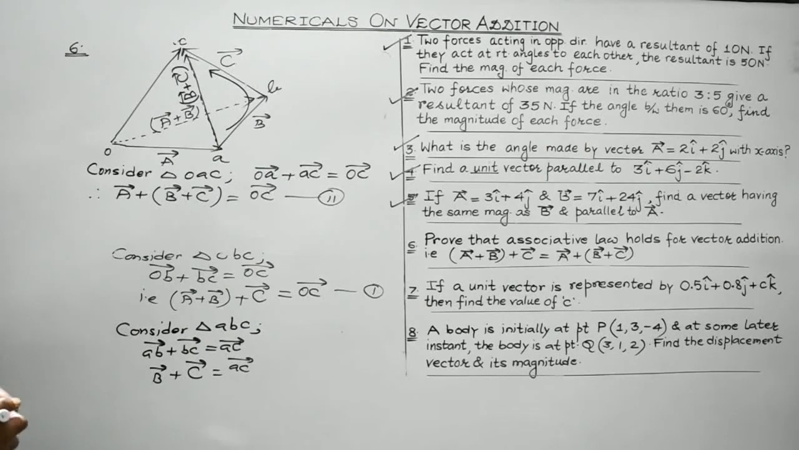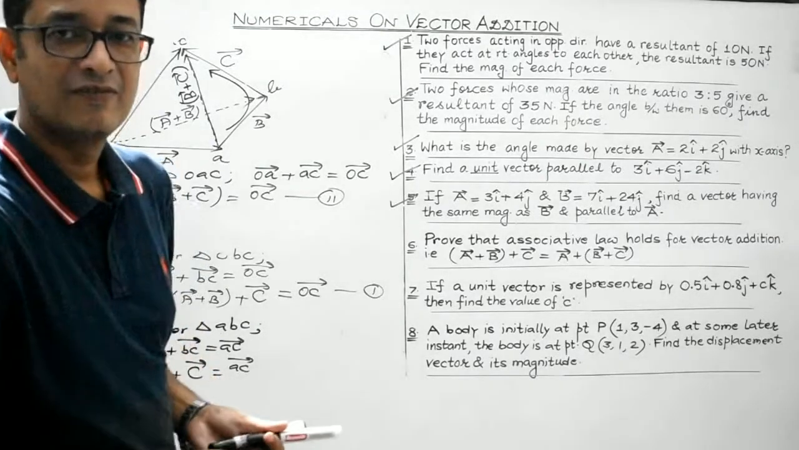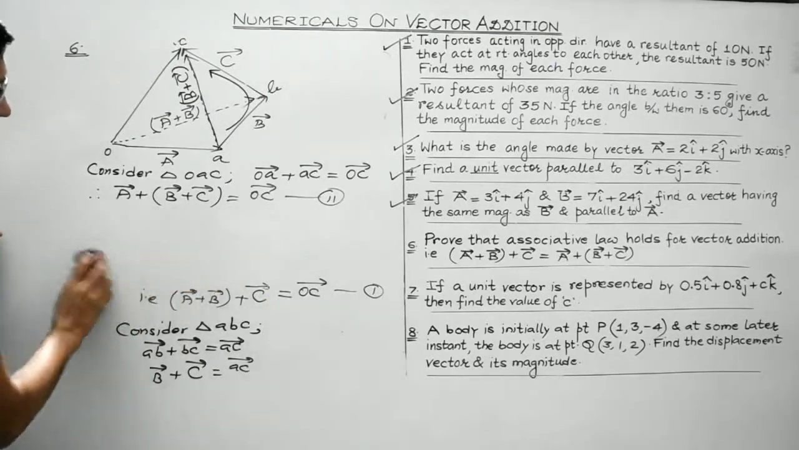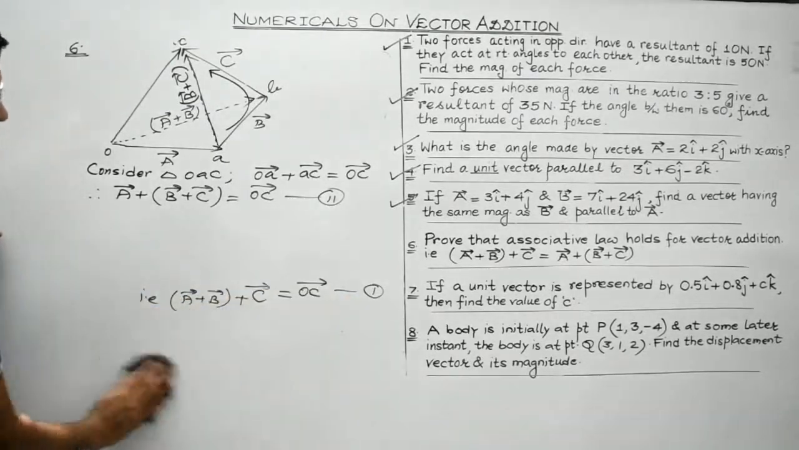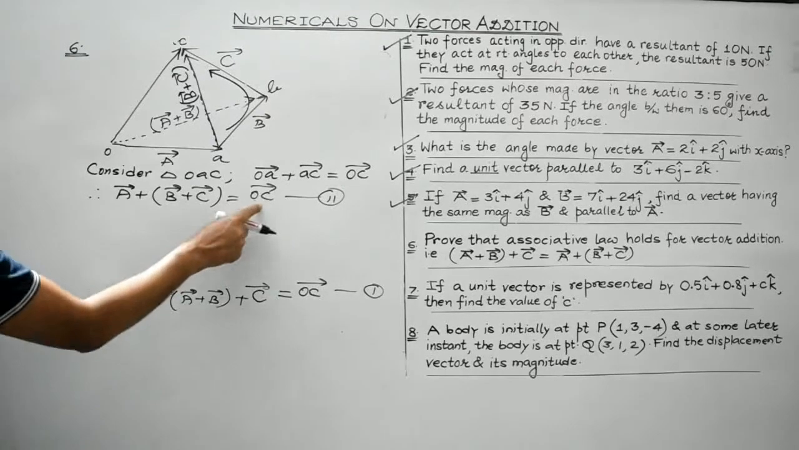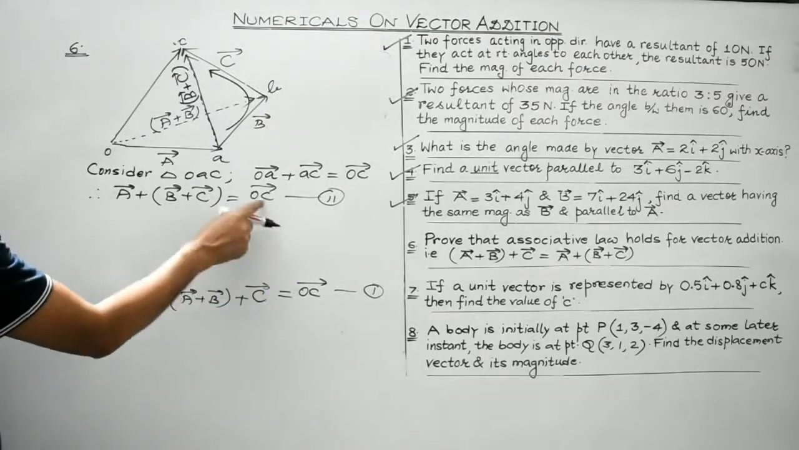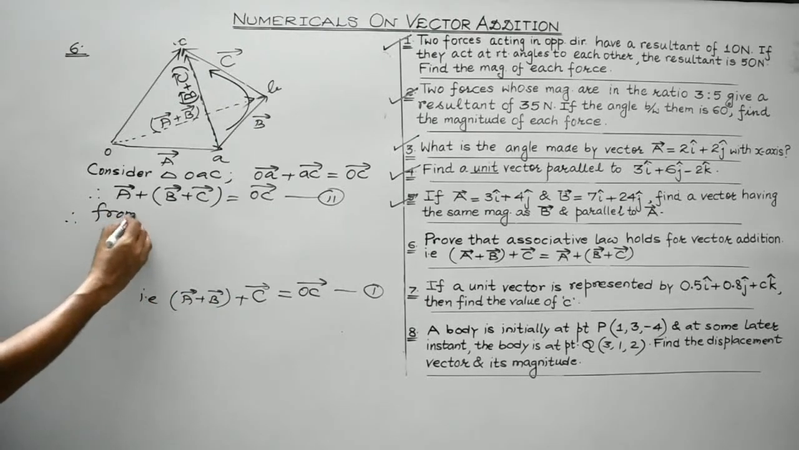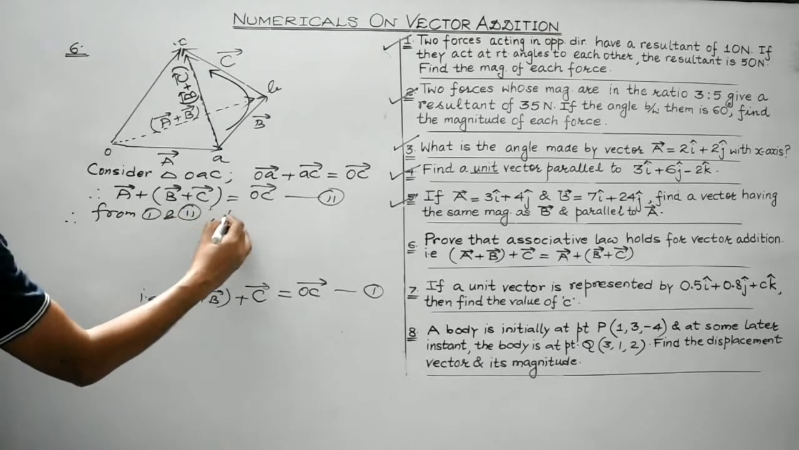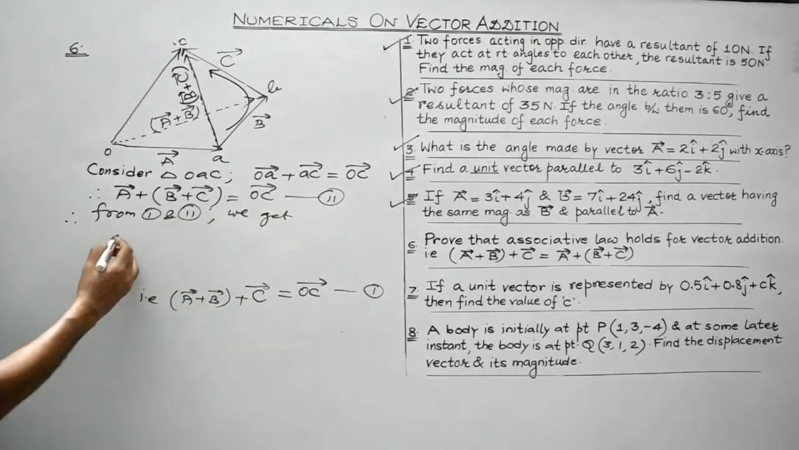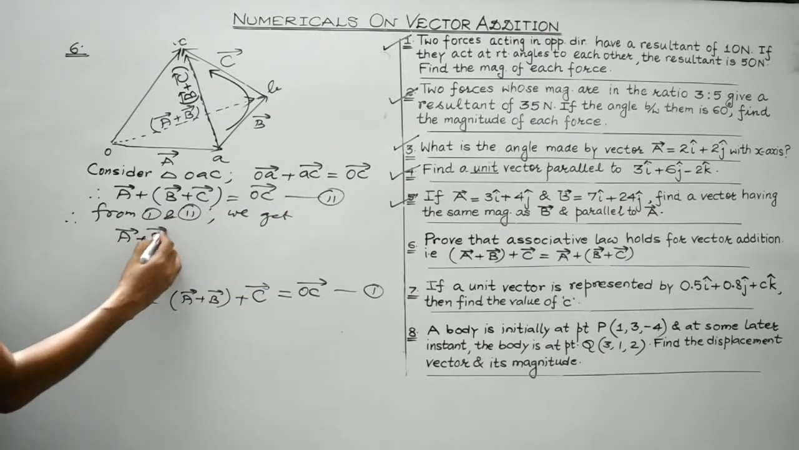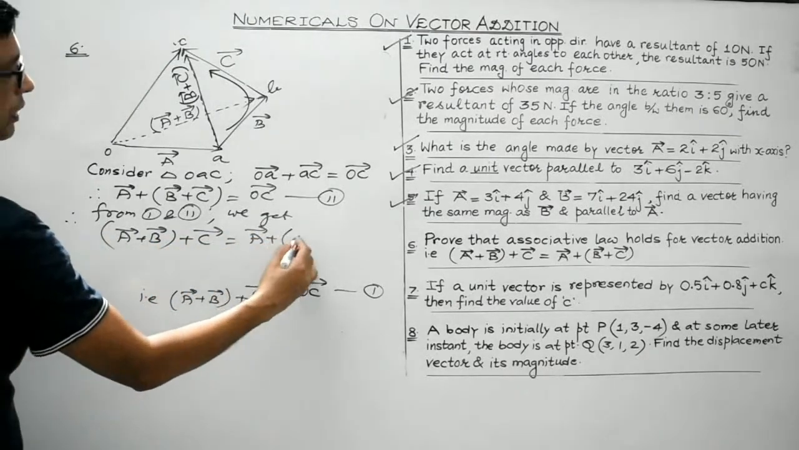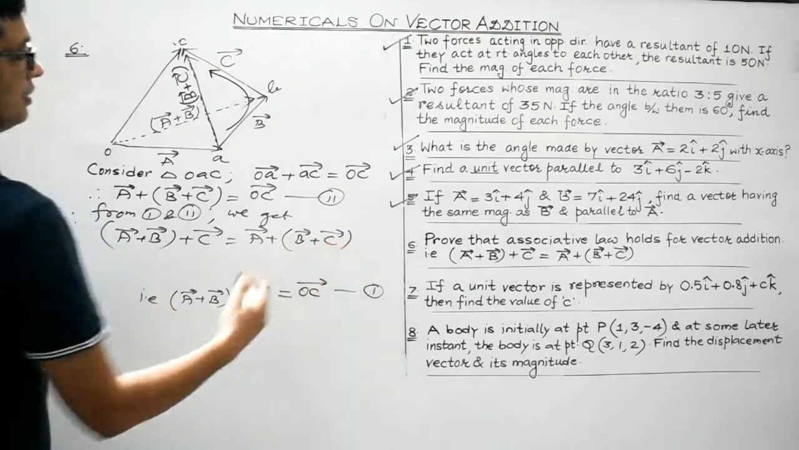Now, what do you conclude from 1 and 2? Consider these two equations, 1 and 2. The right hand side of both these equations are the same. Therefore, we can equate the left hand sides. Therefore, from 1 and 2, we get (A vector + B vector) + C vector is equal to A vector + (B vector + C vector).